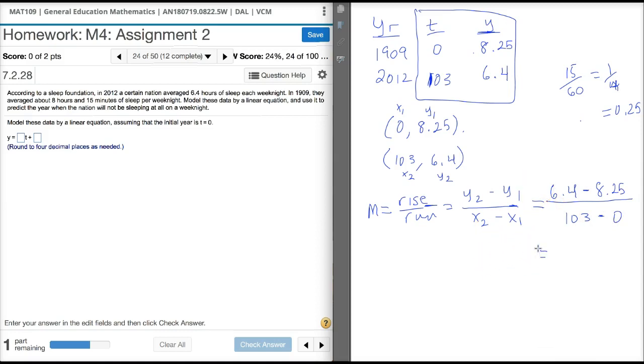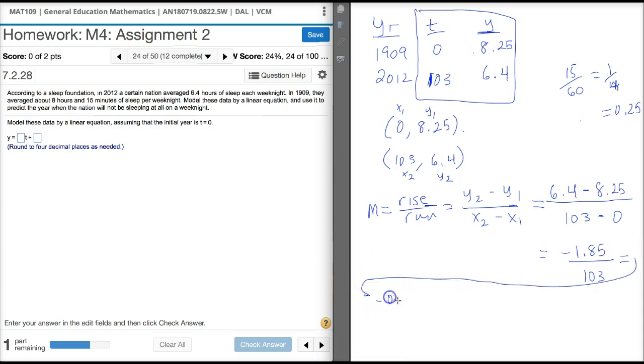And so now when we do 6.4 minus 8.25, we see we have a negative 1.85 in the numerator. And we take that and divide that by 103 minus 0, which is just 103. And when we do that, you'll see that you get a long decimal number. I'm going to go ahead and write out what that actual decimal number is, and then we're going to round it to 4 decimal places.